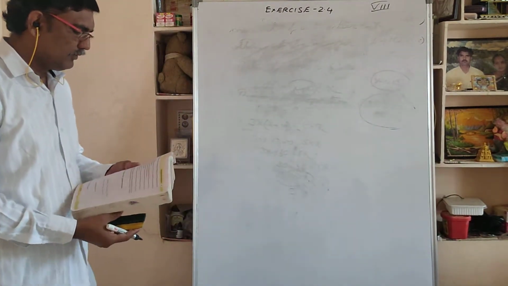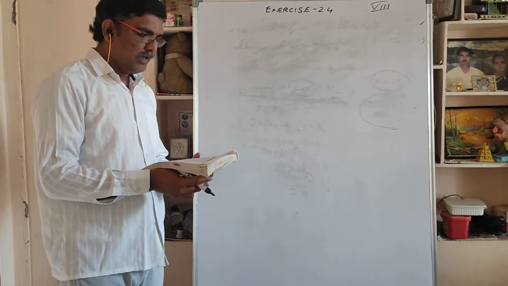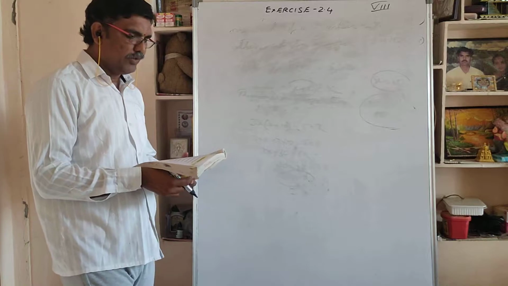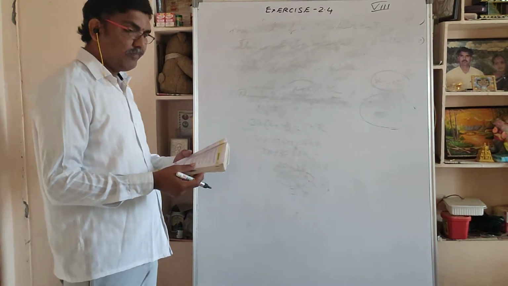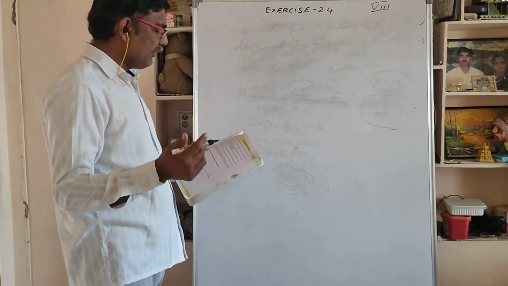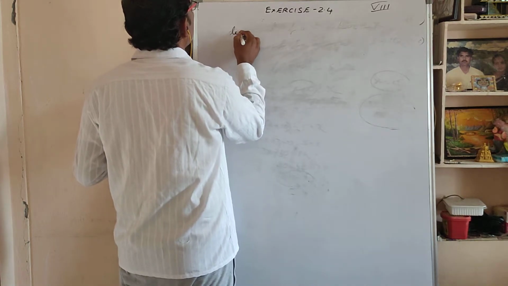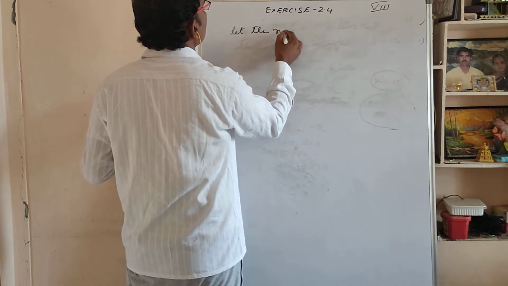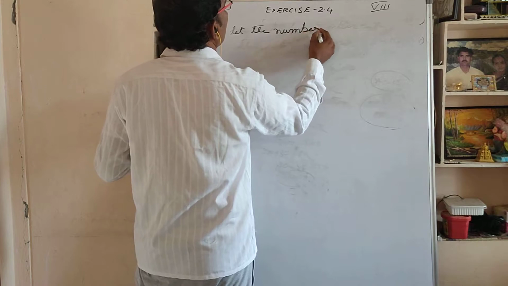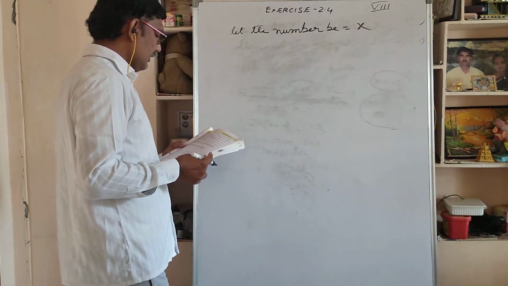What is the fifth question? When I triple a certain number and add 2, I get the same answer as I do when I subtract the number from 50. Find the number. So when I triple a certain number, we don't know the number. So let the number be, what you have to assume? x. Let the number be x.